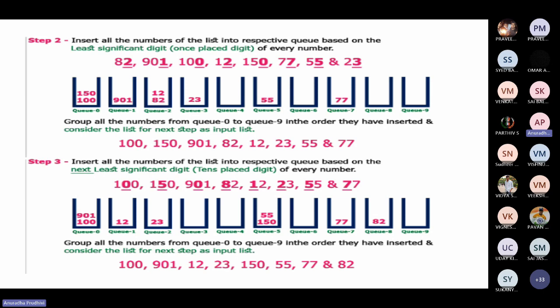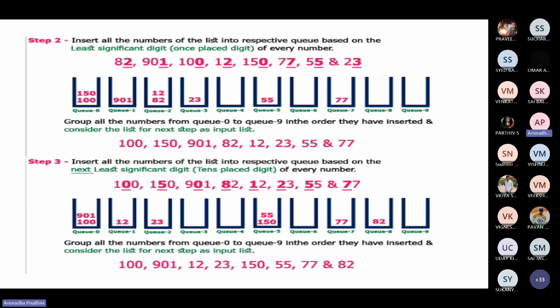After we have sorted, next we have to group all the numbers. We have considered 0 to 9, totally 10 queues, and based on the least significant digit we have stored the numbers in the queues. Now we have to group all these numbers based on the queues. Consider Q0: what are the elements there? 100 and 150, right? So take 100 and 150.